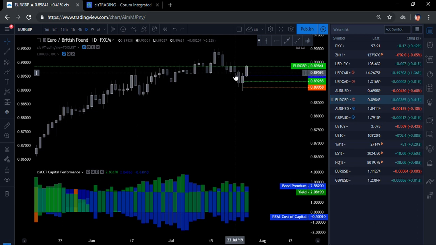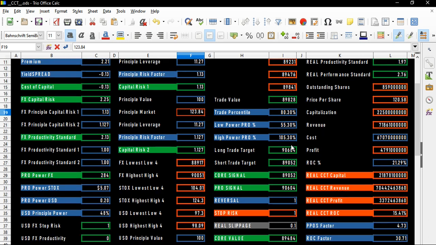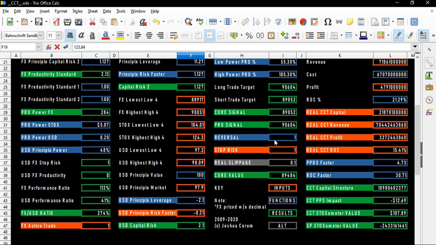All right, so my first close value, I have 89,631. My second close value, I have 89,231. My next close value is 89,593. And my next is 89,841. So I'm going to go back. I have 89,631, 89,231, 89,476, 89,841. All right. And on my Forexometer, what we have is it calculates out all of our metrics for everything.